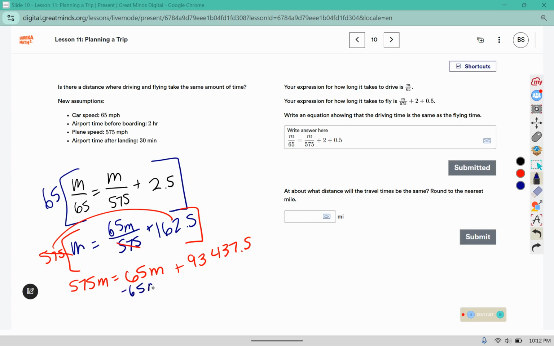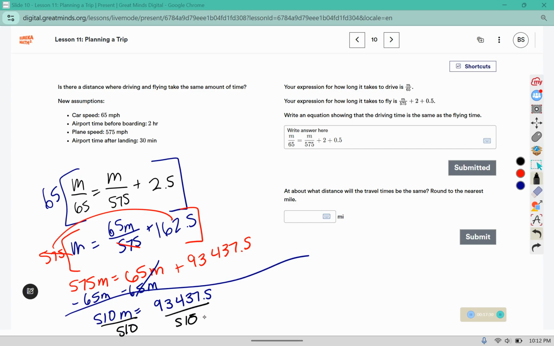So I'm going to subtract 65m from both sides, excuse me. 575m minus 65m is 510m. And here I still have 93,437.5. And my last step is to divide by 510 on both sides. That will leave me with m, and 93,437.5 divided by 510 is approximately 183.2 miles.